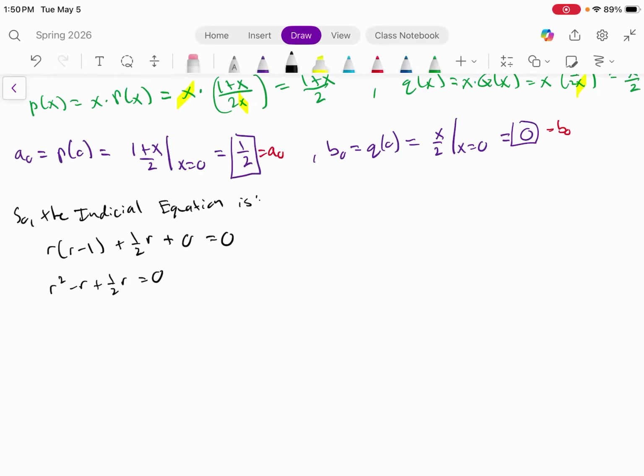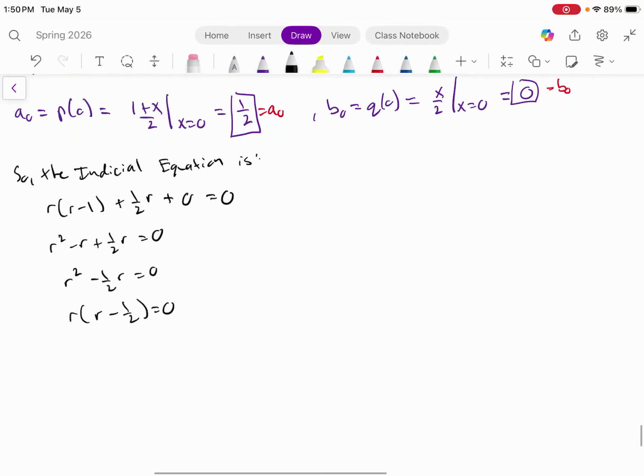Combine the negative r plus the 1/2 r. This becomes r squared minus 1/2 r equals 0. Factor out an r. This becomes r times r minus 1/2 equals 0. And so if I solve for r, this would be r equals 0 and r equals 1/2.